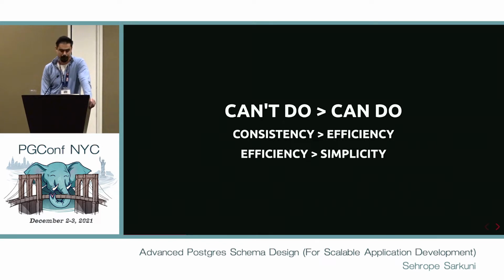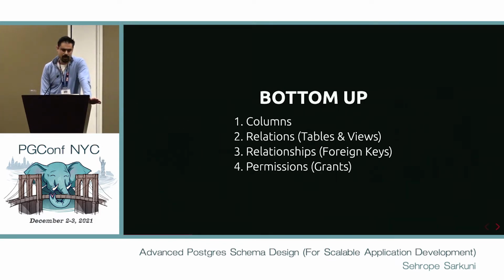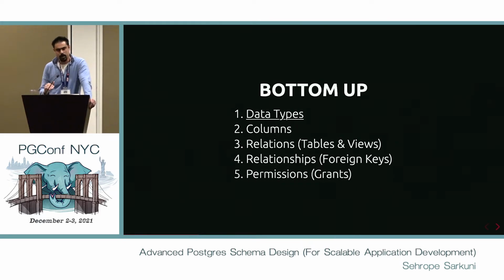Now, when you're designing a schema, the core parts of a database schema: at the bottom you have columns. Those columns are listed together in tables and views. A table and view has a bunch of columns. Those tables themselves will have relationships to other tables, so you have foreign keys between them. And then you have permissions, which outline who can actually access what. But you can actually go one level lower, and that's the data types for the columns themselves. And that's where the real design of a schema starts.